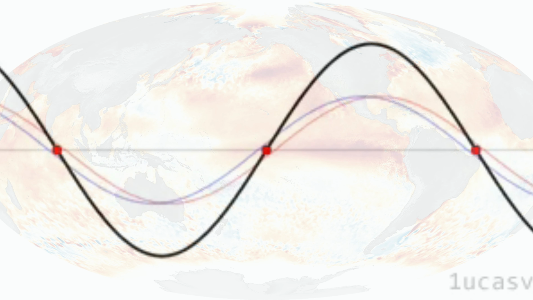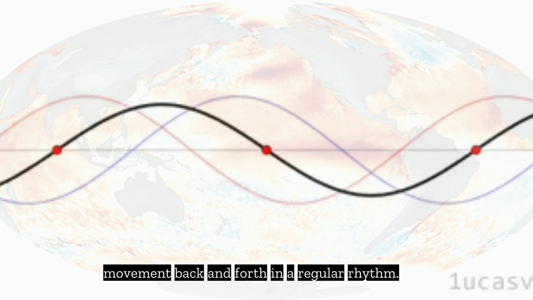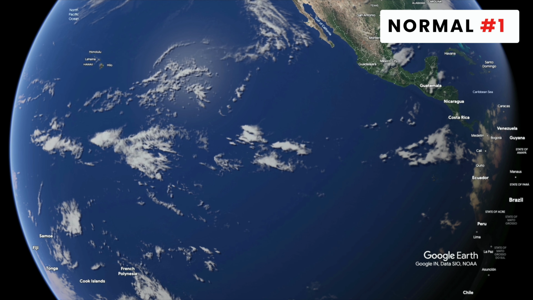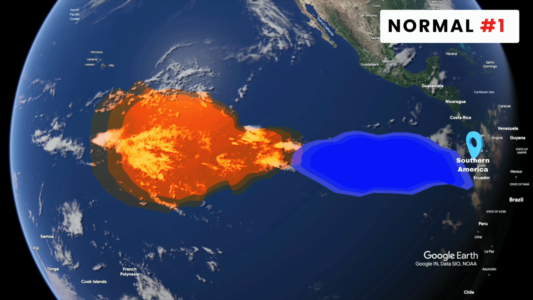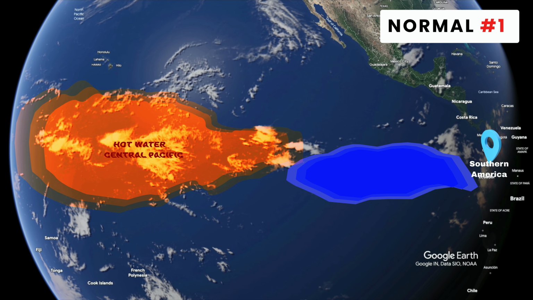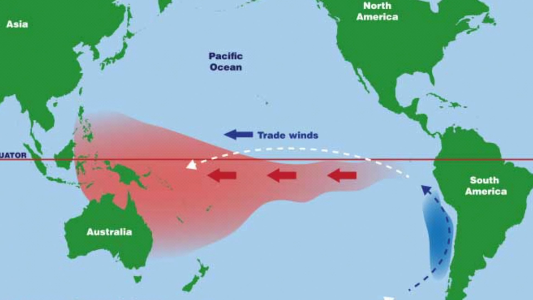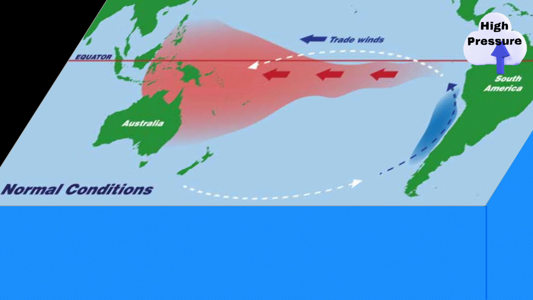Oscillation means movement. Basically, it is a movement back and forth in a regular rhythm. Under the normal circumstances, there will be hot water in the central regions of Pacific Ocean. Similarly, the cold water is confined to the coastal margins of South America. Moreover, there is a high pressure region towards the South American side of South Pacific Ocean, and there is a low pressure region towards the Australian side.